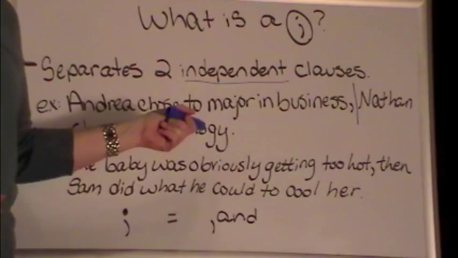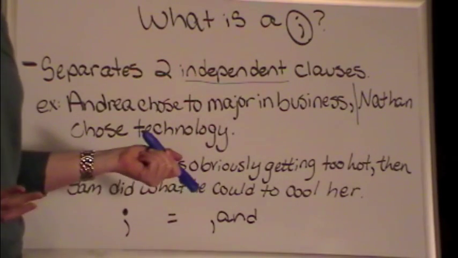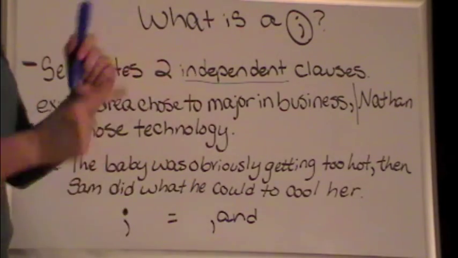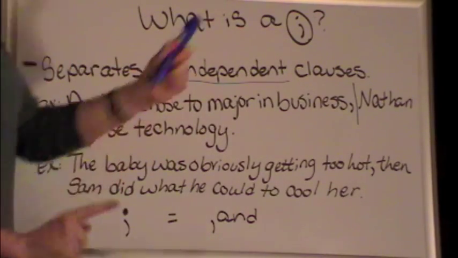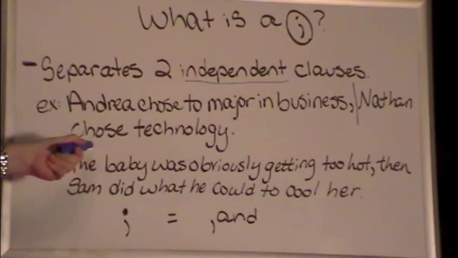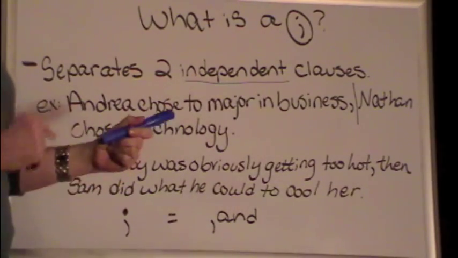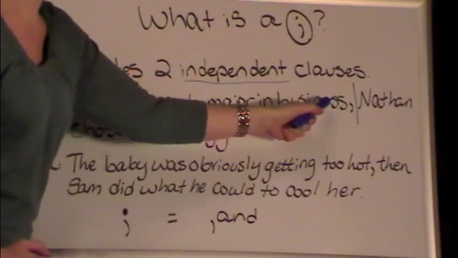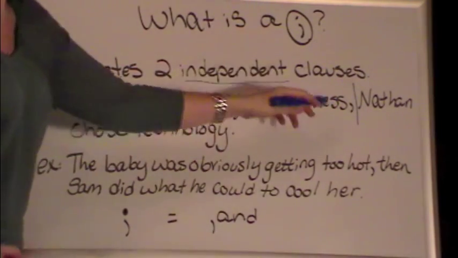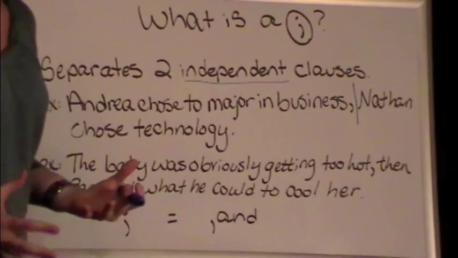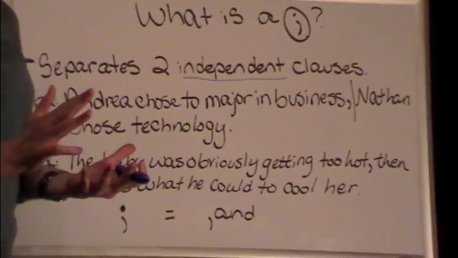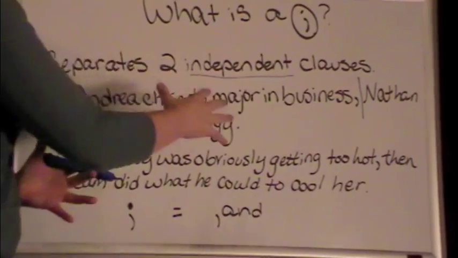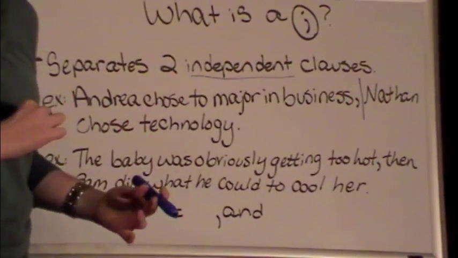Nathan chose technology. Could that be its own sentence? Yeah, it can, okay? It doesn't sound as complete, but yes, it has the subject and it has the verb. So it can be its own sentence. Therefore, we need to use a semicolon. So instead of the comma, you'll find the answer choice that doesn't change any answers, but uses a semicolon. That's how you do this kind of question, okay?